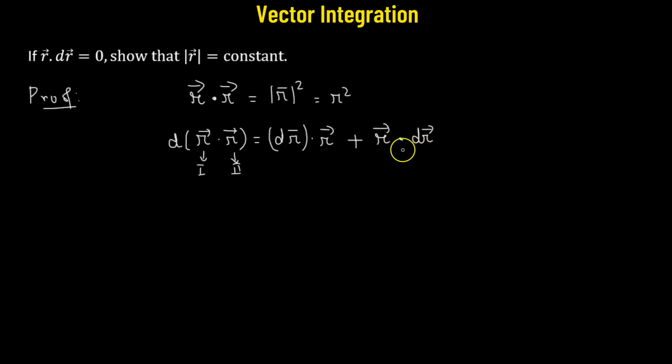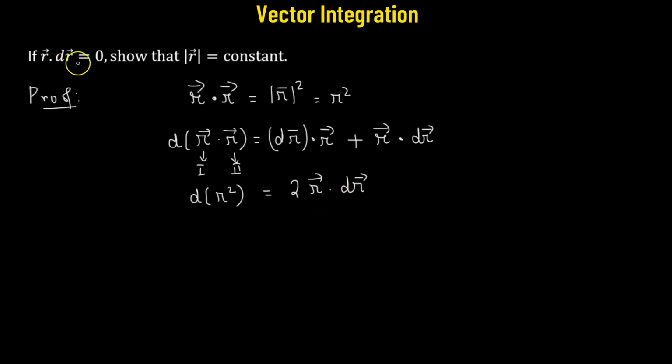Now we know that the scalar dot product commutes, so that means dr vector dotted with r vector is the same as r vector dotted with dr vector. So this will become equal to 2 times r vector dotted with dr vector. So this is d of r vector dot r vector, which is simply d of r squared. So we have obtained the result that d of r squared is equal to 2 times r vector dot dr vector.